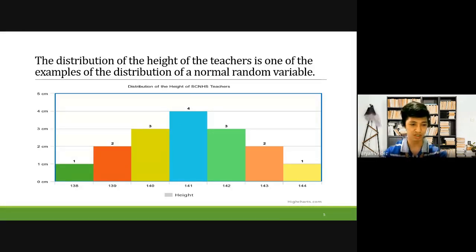Pansinin natin, normally distributed siya. Paano siya naging normally distributed? Pansinin nyo, 4 is the mean or yung center. And then pansinin natin na halos symmetrical lang siya. Kung may 3 dito sa kaliwa, meron din 3 dito sa kanan, then 2, 2, 1, and 1. And then ang normal curve kasi is ganito yung tsura niya. Okay? Bell shape siya. Later on, makikita natin ano ba talaga.